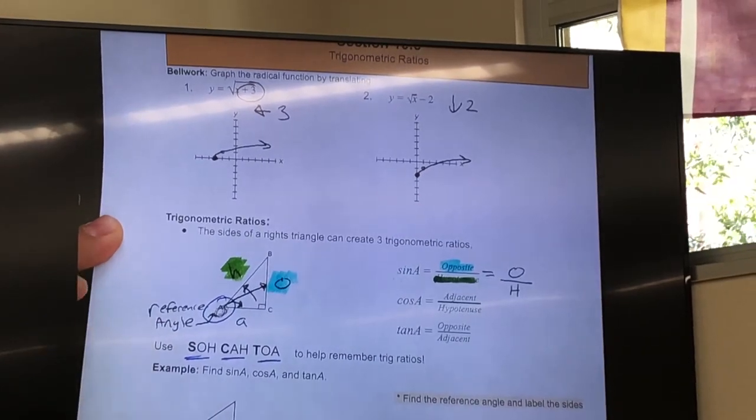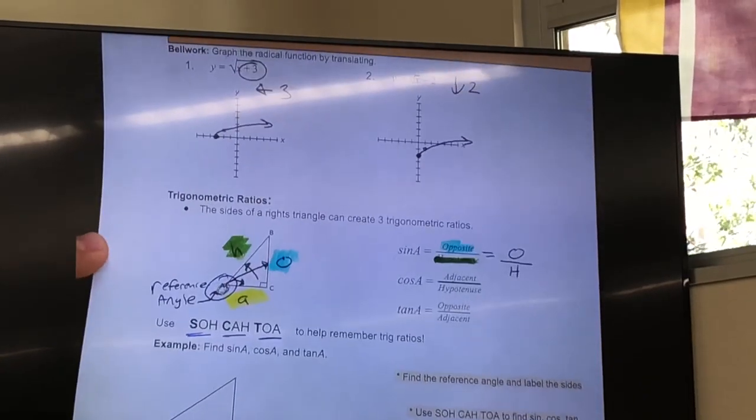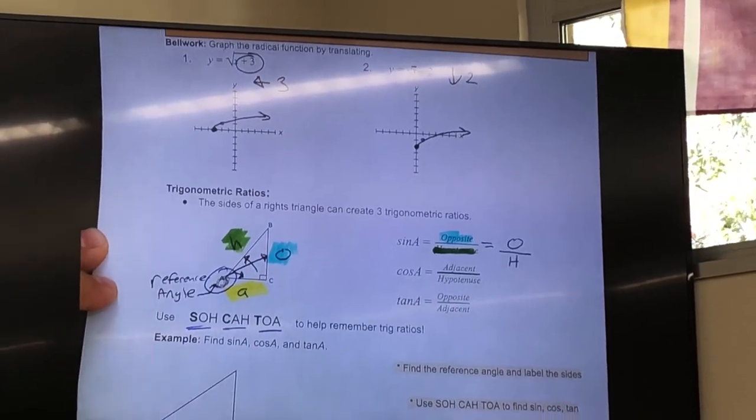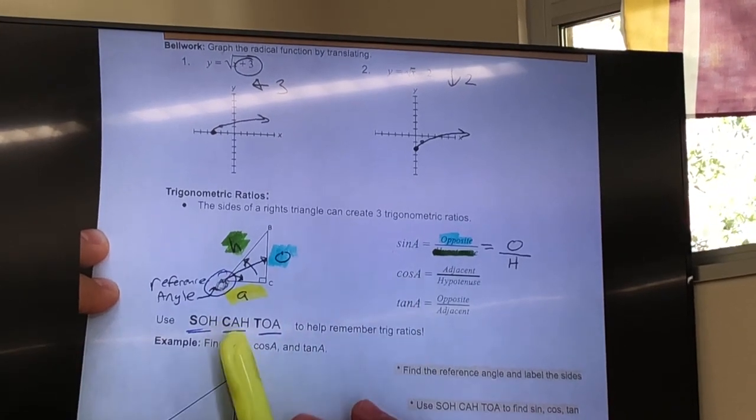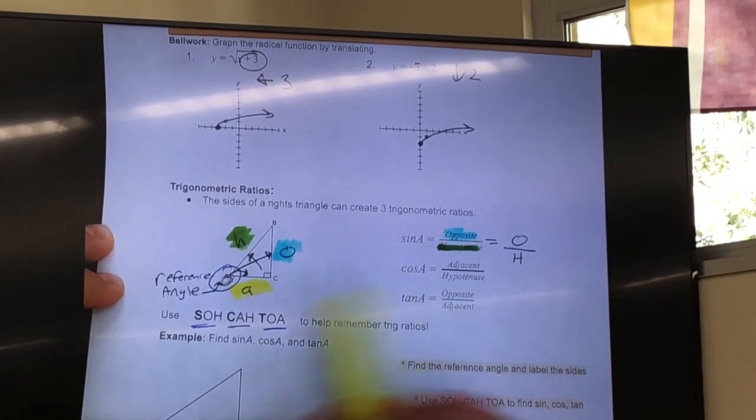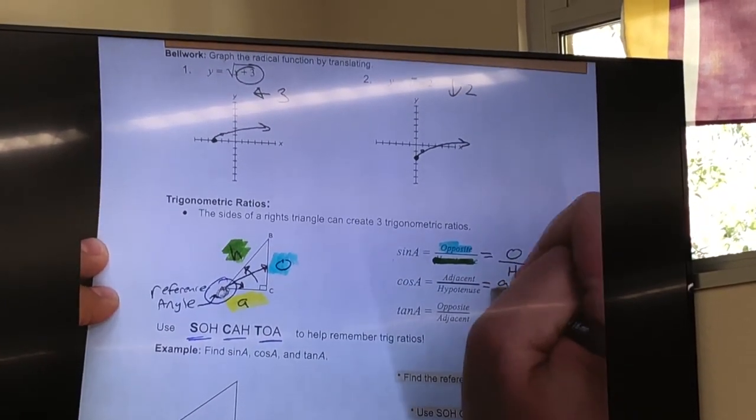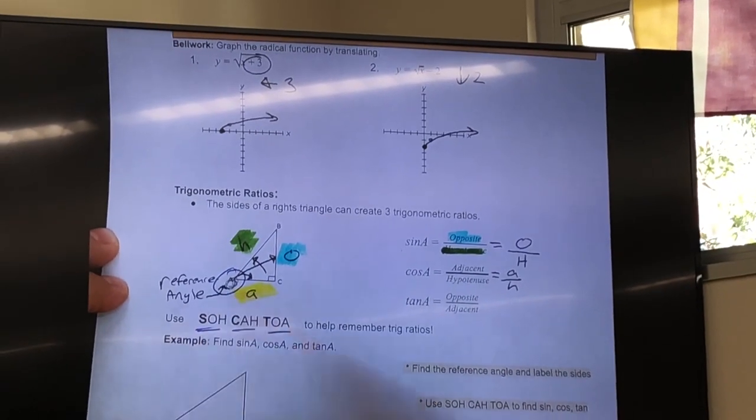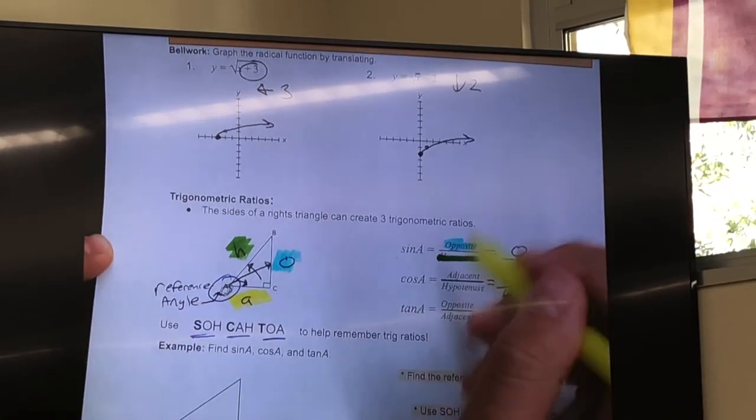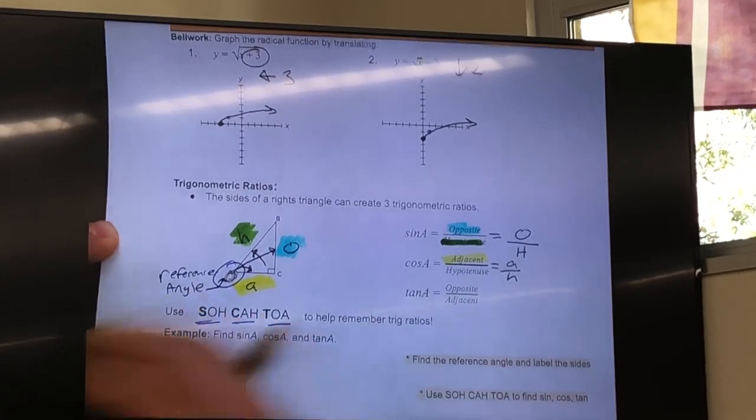Now class, if you were paying attention, I did not highlight the last one, so we're going to call the adjacent side yellow. The next one is our CAH, C-A-H. That stands for the C for cosine, the A stands for adjacent, the H stands for hypotenuse. So that is going to always be our A over H. Okay? So our adjacent side was the yellow over the hypotenuse, which again was our green side.